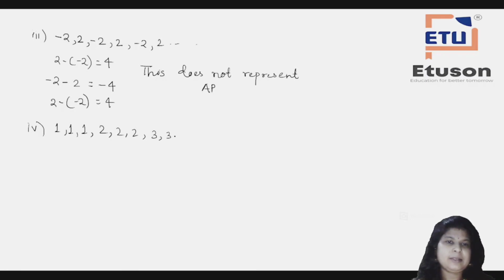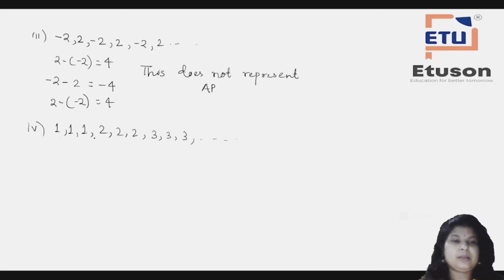Right? So here you see, the first three numbers remain the same. The second three numbers remain the same. The third three numbers remain the same. So on and so forth. It can be a pattern. Every fourth number is a different one, and it is repeating thrice, right?